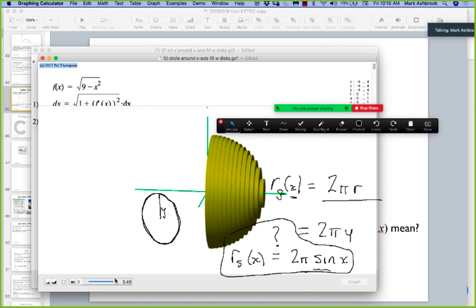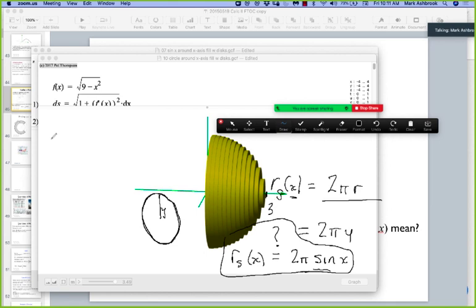So first of all, what function am I going to need to rotate around the x-axis to generate that shell? What function, if it's a sphere of radius 3 centered at the origin? Is that a parabola that generates a sphere? x squared plus y squared equals 9. Yeah, so it's going to be x squared plus y squared equals 9.